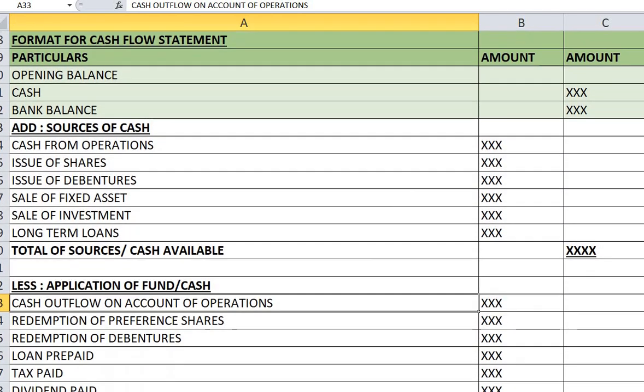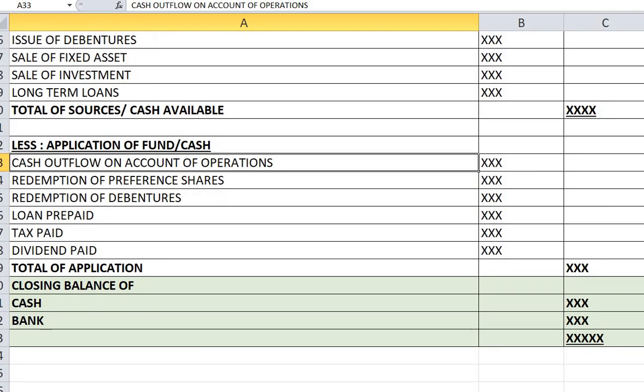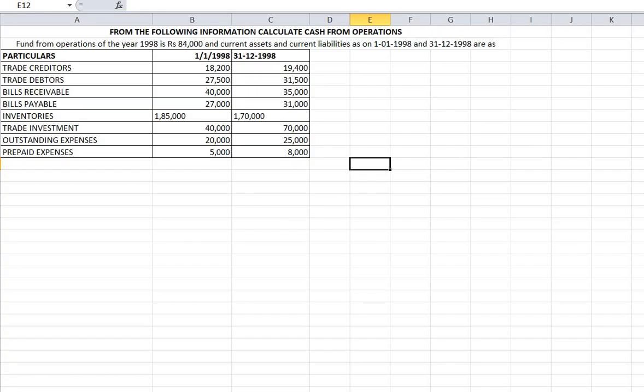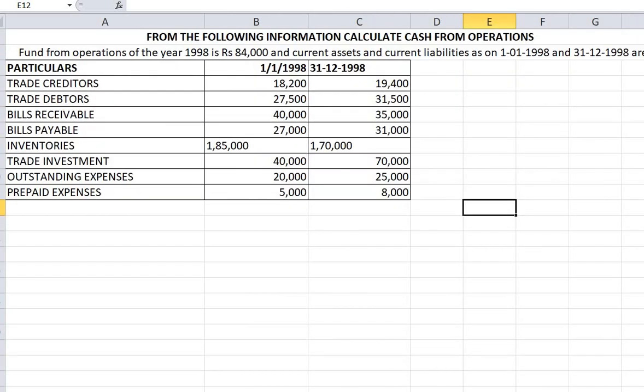And from this format, you're going to do another sum in which we are going to prepare cash from operation. So this is a problem in which you're going to prepare cash from operation. This is how you get the question. From the following information, calculate cash from operation. Fund from operations of the year 1998 is 84,000.